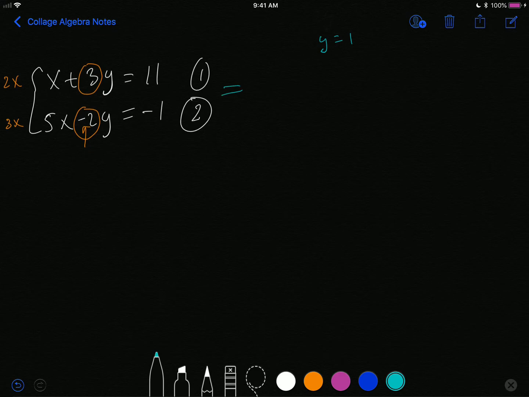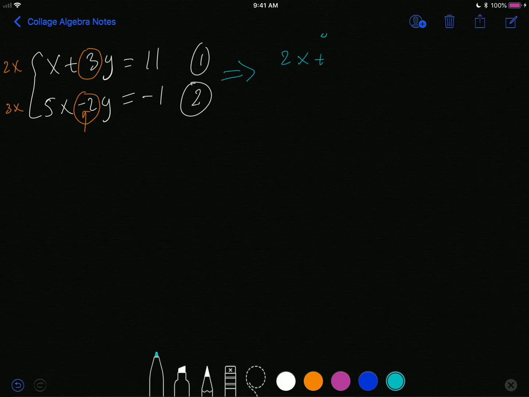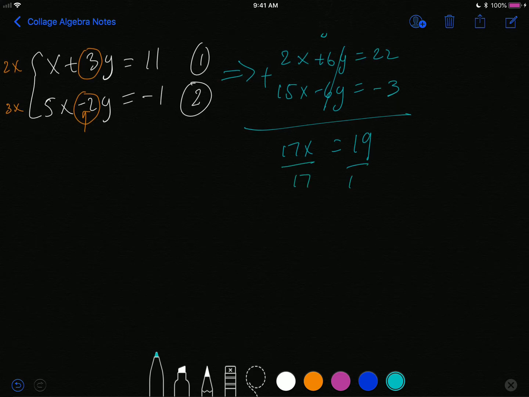And so what I get are 2x plus 6y equals 22, and I get 15x minus 6y equals negative 3. Again, if I look very closely at the y's when I'm adding, the y's will cancel out. So I get that 17x equals 19. Again, that's a nice, neat, simple equation. So I just divide by 17 and divide by 17. So x equals 19 over 17.